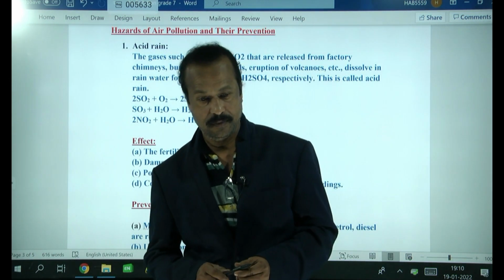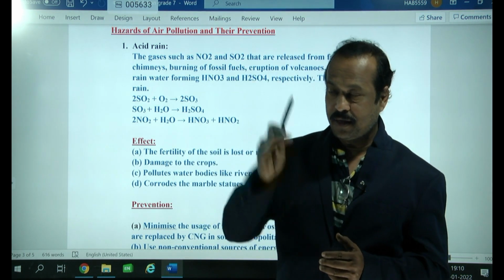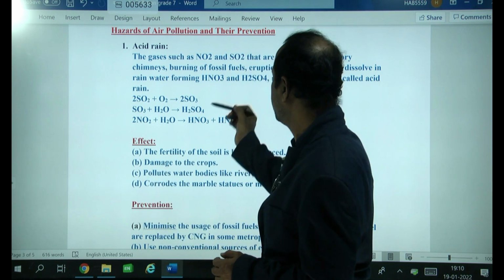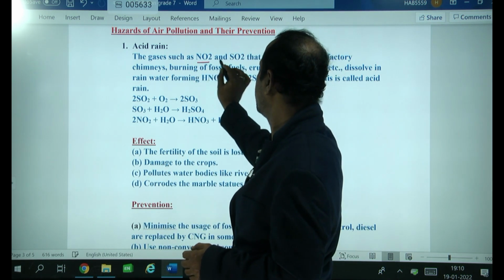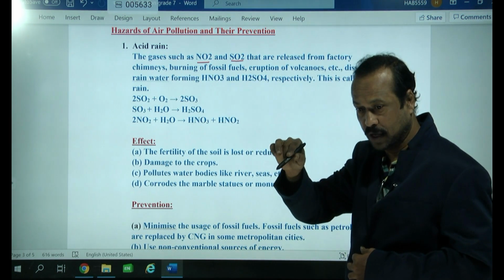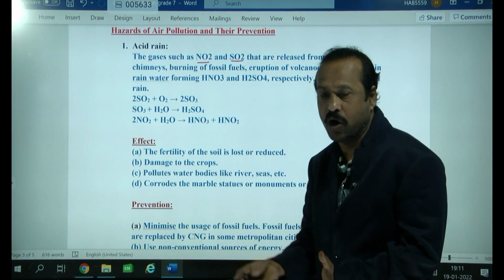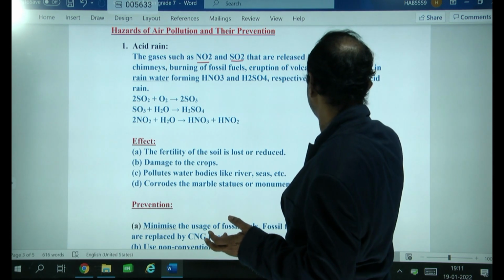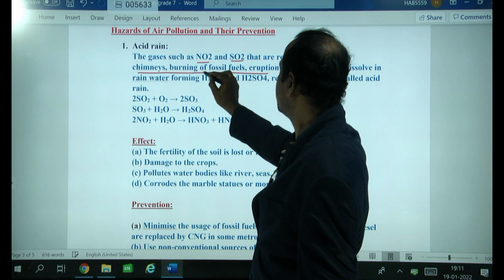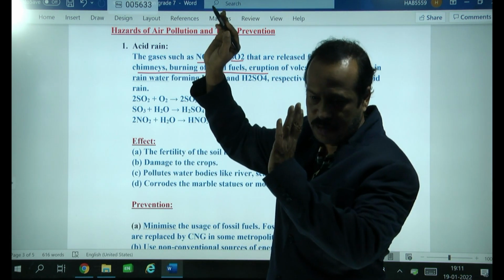Sir, it rains acid, sir. It falls on our skin and will burn. Very good. So that is acid rain. So here you see nitrogen dioxide, sulfur dioxide. The previous slide already explained the important pollutants. So these gases are from the industries, from the factories, chimneys, burning of fossil fuels. All these gases are released into the atmosphere.